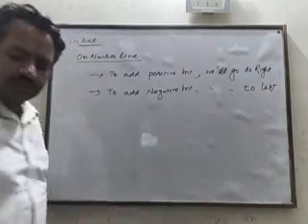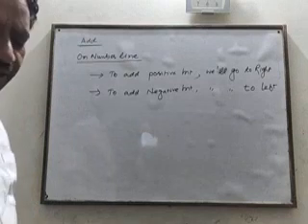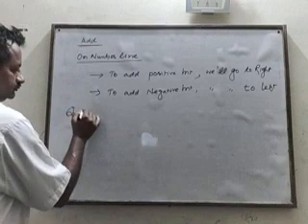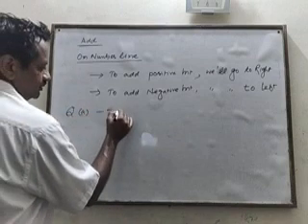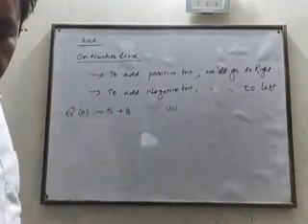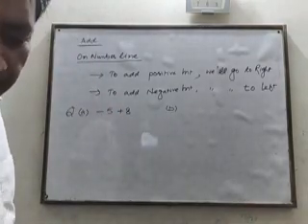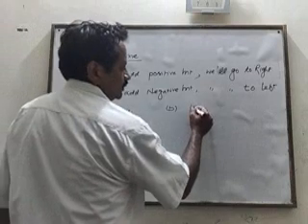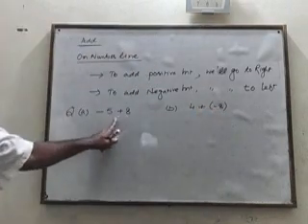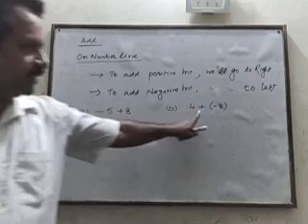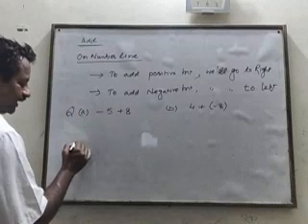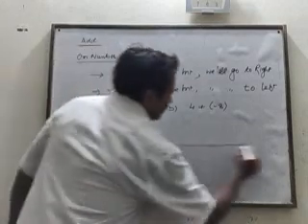Suppose here is a question: minus 5 plus 8, and the second part is 4 plus minus 8. Here we are adding a positive number, and here we are adding a negative number. So how will we do it on the number line? For the A part, we will make the number line.